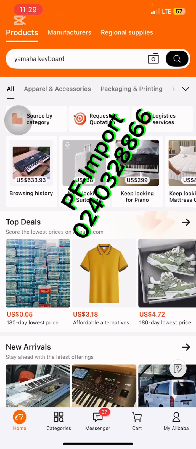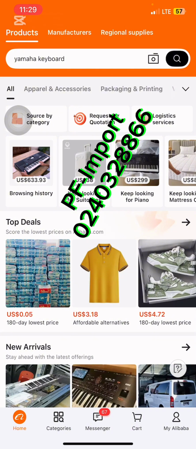Today's lesson is very important because when trading on Alibaba, there are some things you have to check before you place an order. In this lesson, I'm going to show you all the things that you need to go through. I wouldn't make this video a very long one, so follow closely.